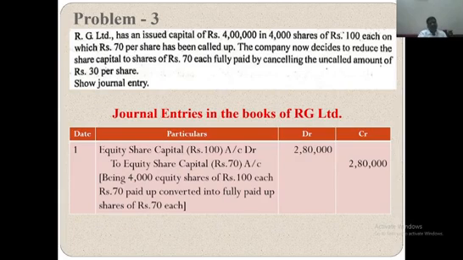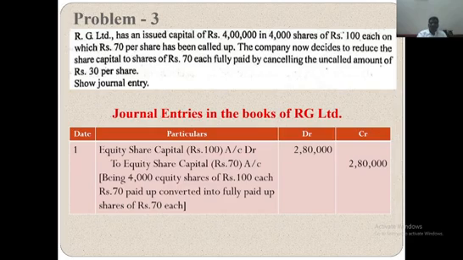Problem number 3. RG Limited has an issued capital of rupees 4 lakh in 4,000 shares of rupees 100 each. 4,000 into 100 is equal to 4 lakh, on which 70 per share has been called up. The company now decides to reduce the share capital to shares of rupees 70 each fully paid by cancelling the uncalled amount of rupees 30 per share.